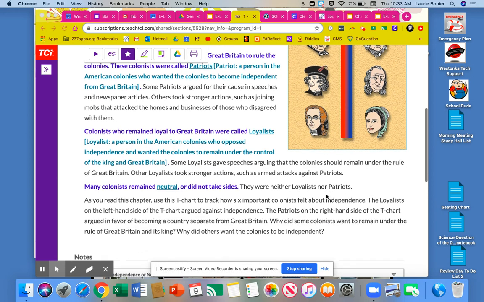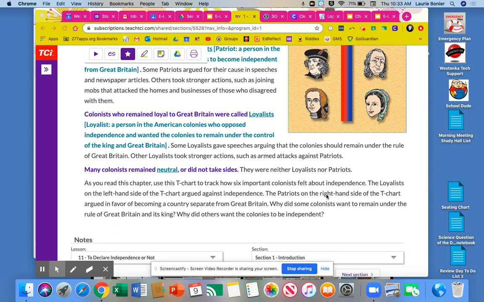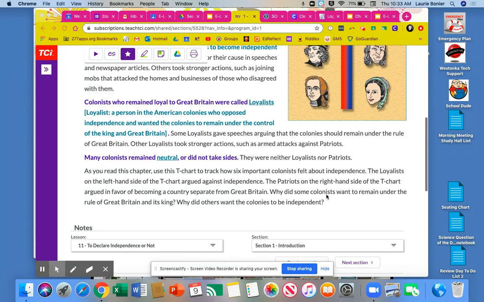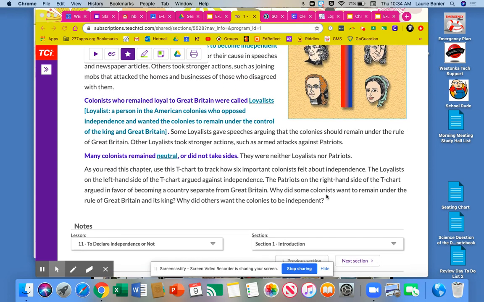And then you had colonists who wanted to remain loyal to Great Britain, meaning that they wanted to stay connected with Great Britain and be ruled by the king still. They opposed becoming their own country, and they wanted to stay under the rule of the king. And they too would argue their cause throughout the colonies through giving speeches and sometimes stronger actions like attacking the patriots.